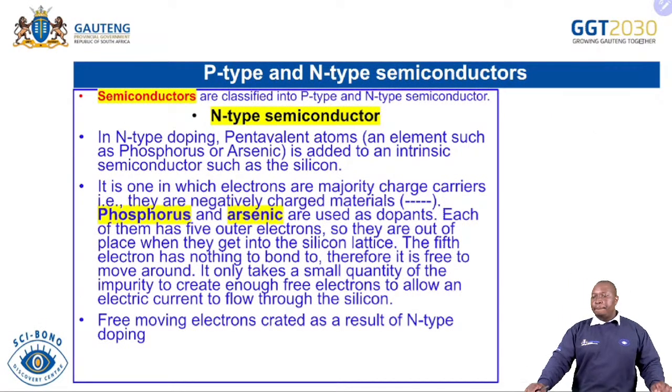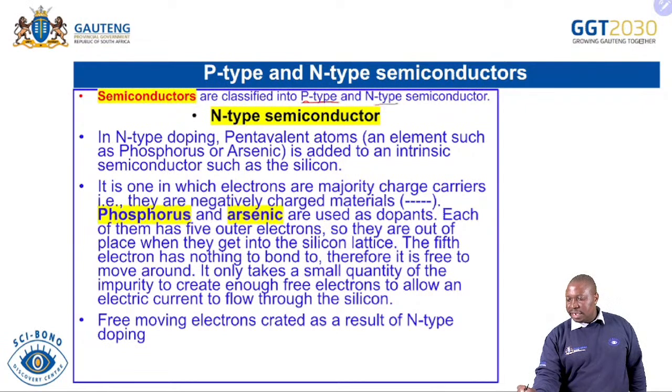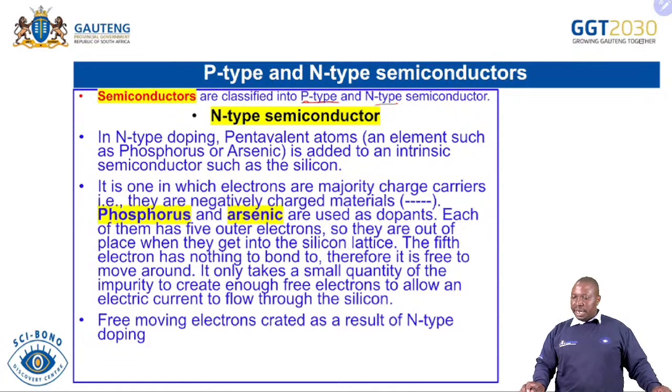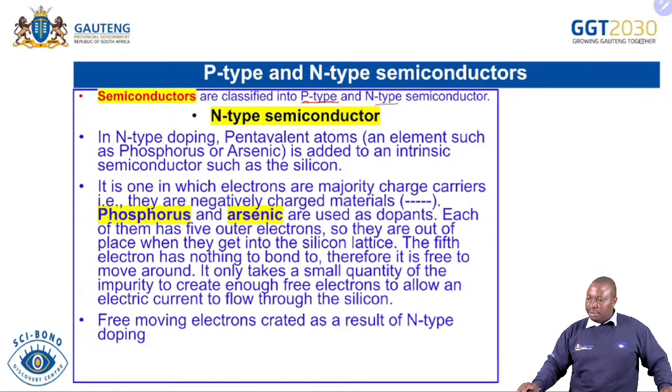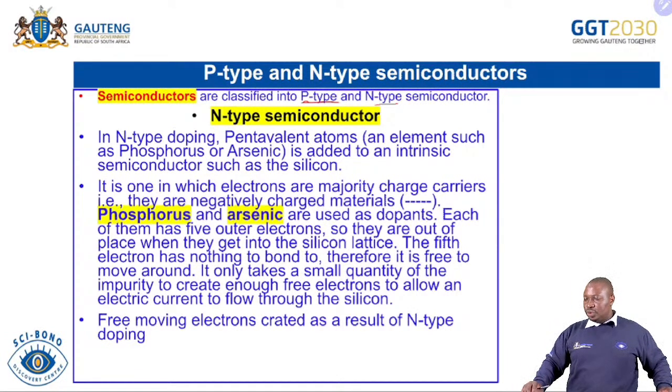Now let's look at the P-type and N-type semiconductors. These semiconductors are classified as P-type and N-type semiconductors. So you have to understand that they can be N-type or P-type. I will indicate to you the P-type and the N-type semiconductors immediately when I return after this small break.